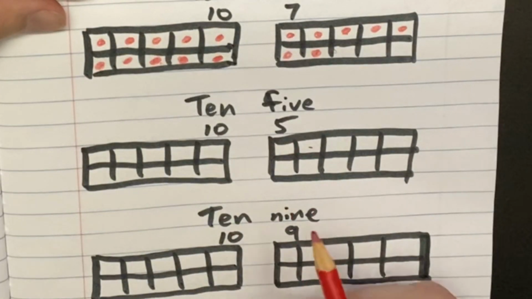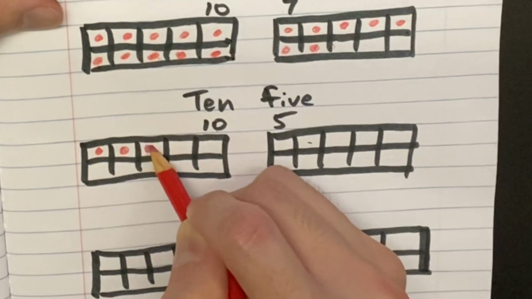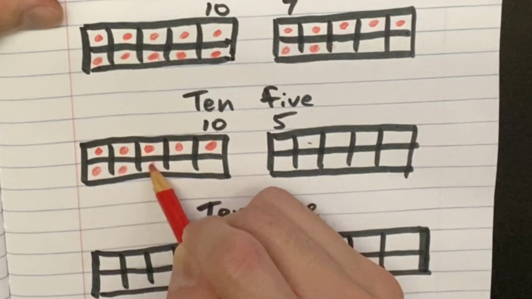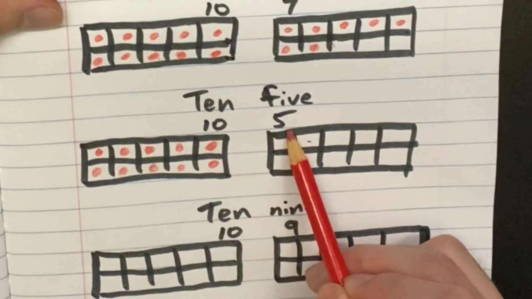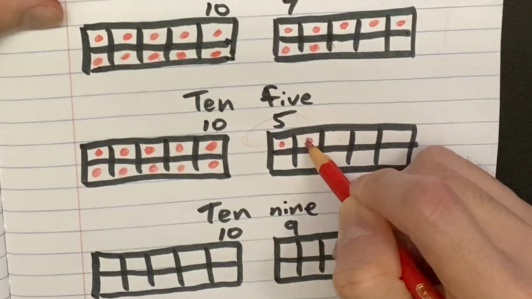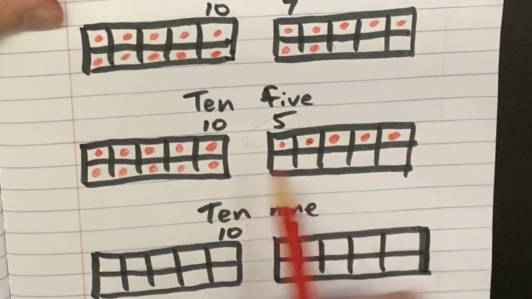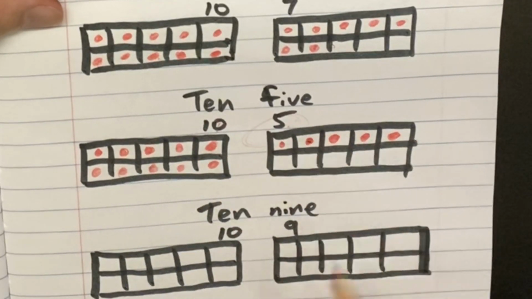Now this side, 10, 5. I'm going to do the same thing. Let me fill this in. This side's going to be all filled in because it's 10. 1, 2, 3, 4, 5, 6, 7, 8, 9, 10. Okay, got my 10. And this side is how many? 5. So let me fill in 5. 1, 2, 3, 4, 5. Let me check my work. 10. Yep, got my 10. 5. 1, 2, 3, 4, 5. Yep, got my 5. 10, 5.